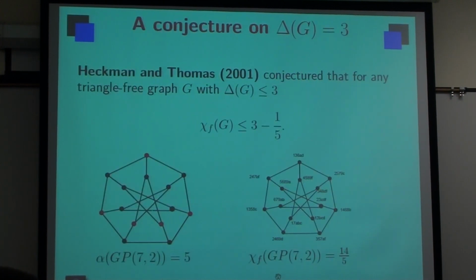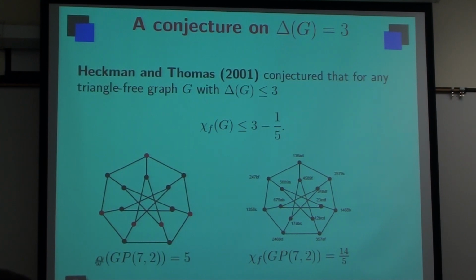Okay, so let's look at a conjecture related to this problem, for maximum degree 3. There is a conjecture by Heckman and Thomas. If the graph is triangle-free and the maximum degree is at most 3, then the fractional chromatic number is at most 3 minus 1/5. This is the best possible, and that is the graph. This is called the generalized Petersen graph. The Petersen graph is built on C5 with this shape, but this one is on C7, a similar construction.